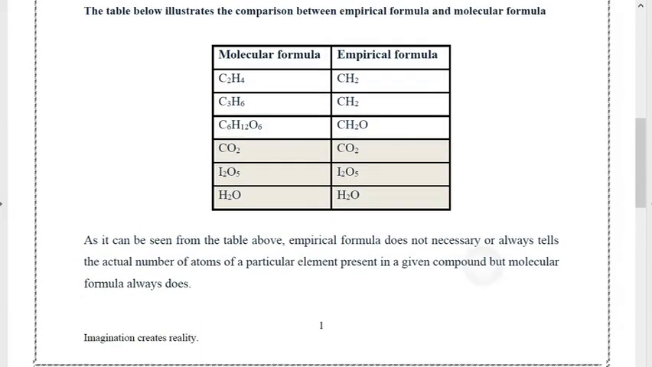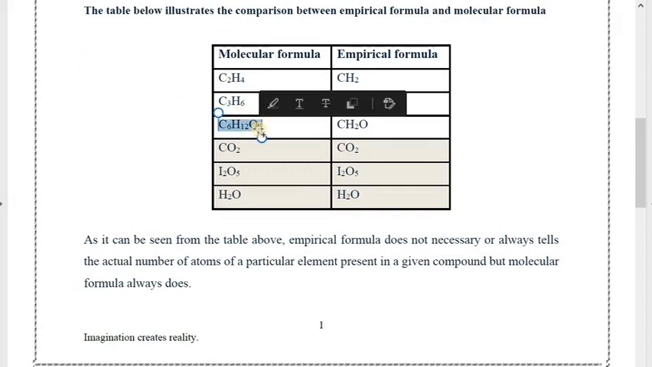But before we go there, you can then be able now to compare the empirical formula and the molecular formula. You just see that the moment you're given a molecular formula, it's very simple for you to change it to the empirical formula. You just find the simplest whole number ratio.